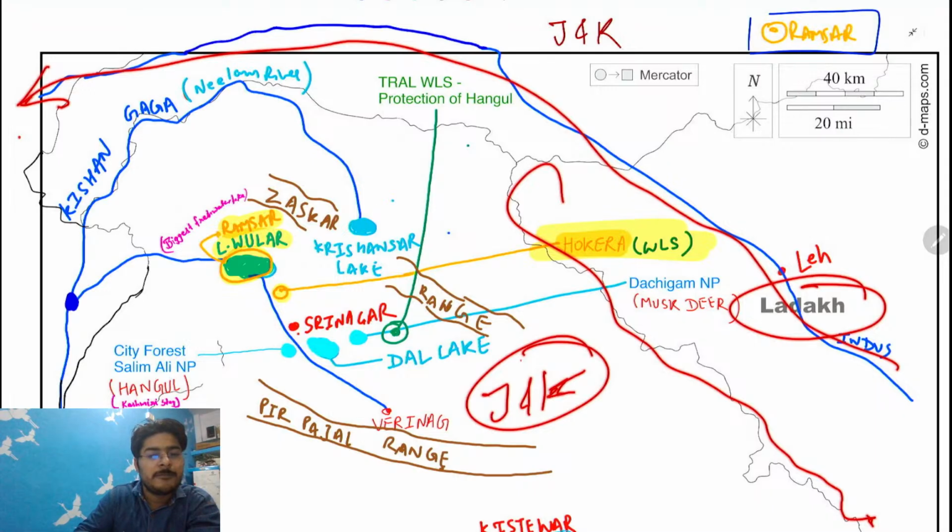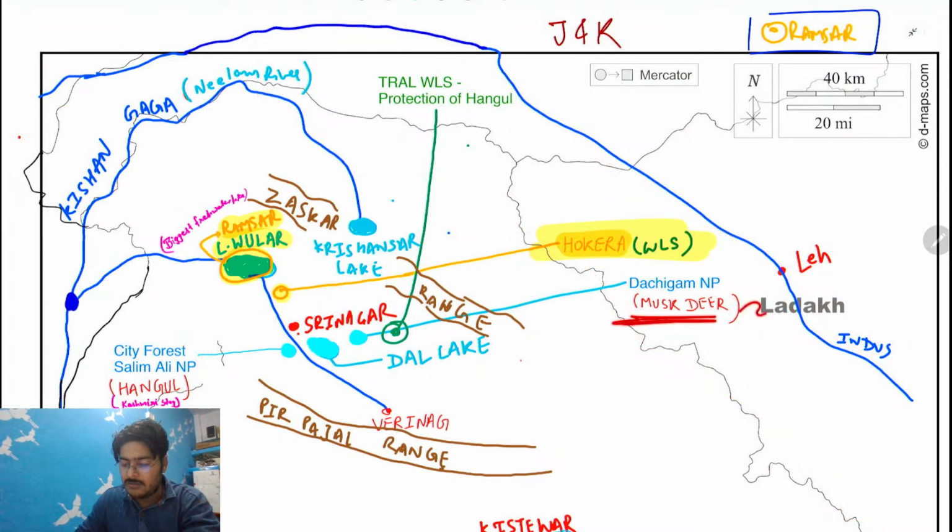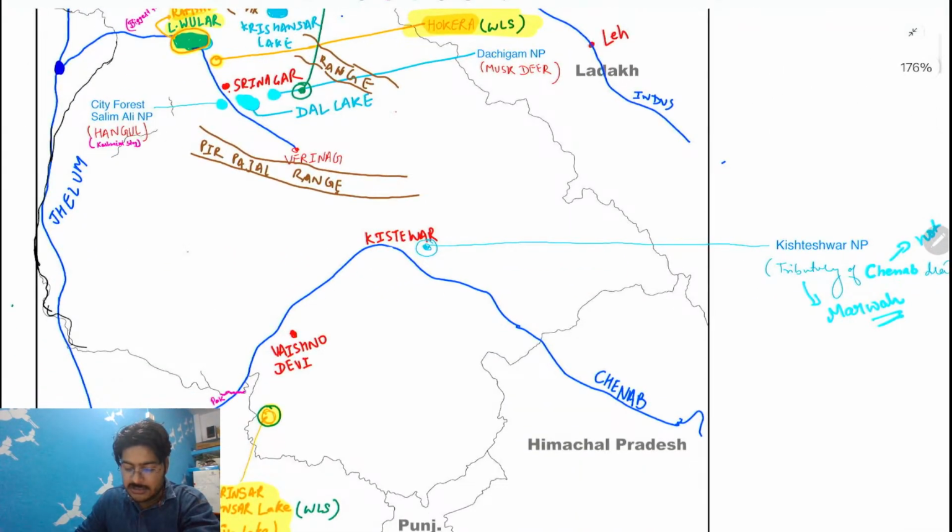Clear, everybody? Try to understand the map. Then only you'll have much clarity. So here you have the musk deer and the Dachigam National Park. ठीक है ना? Musk deer, the Dachigam National Park.